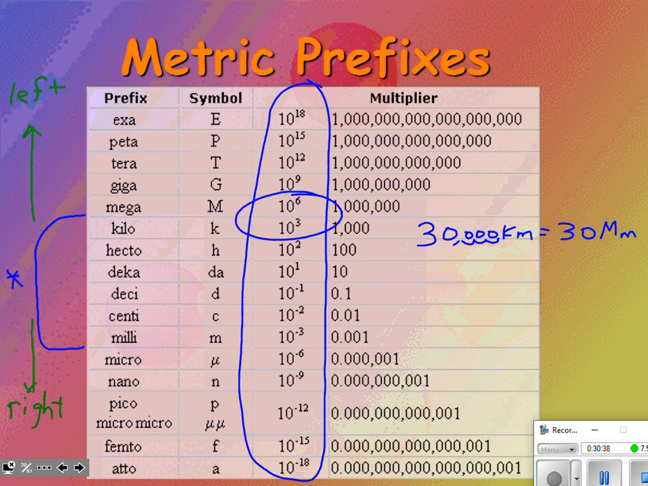So it's still the same idea that we're jumping the decimal place. It's just that we're going at different increments.